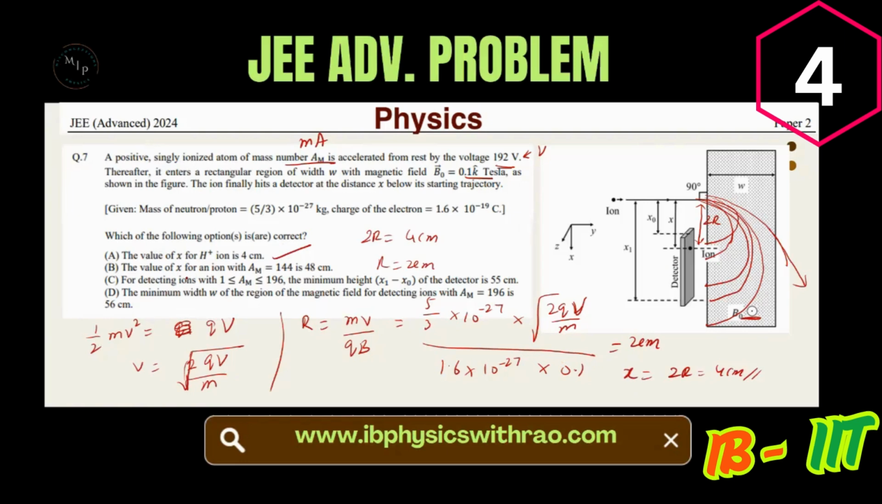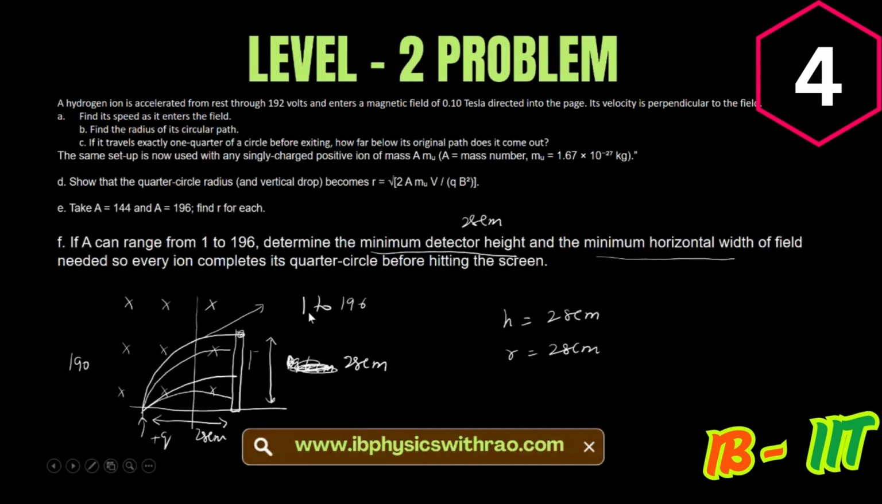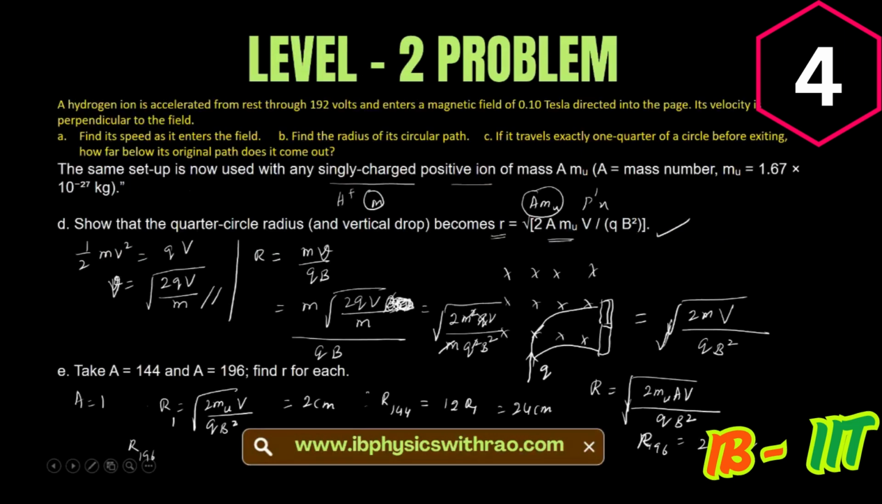The next one is the value of x for an ion with AM equal to 144. Now, how do we solve this? We need to solve this equation: R equal to 2 times mu AV divided by QB square. You have to choose this one and finally get the answer. And we have got this value also earlier. For value of A equal to 144, you got radius to be 24 centimeter.